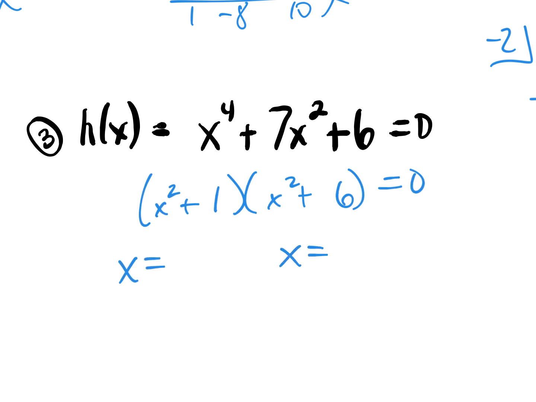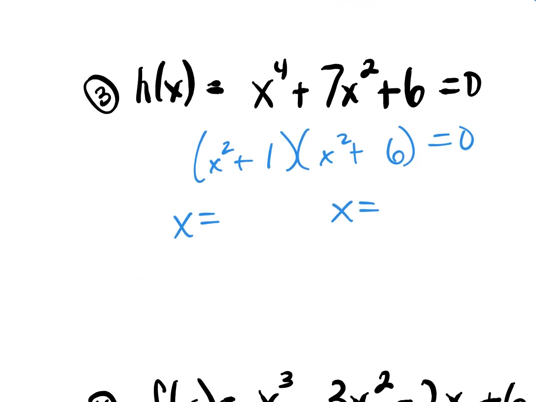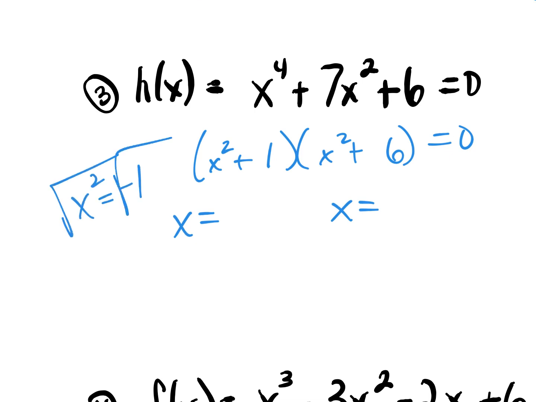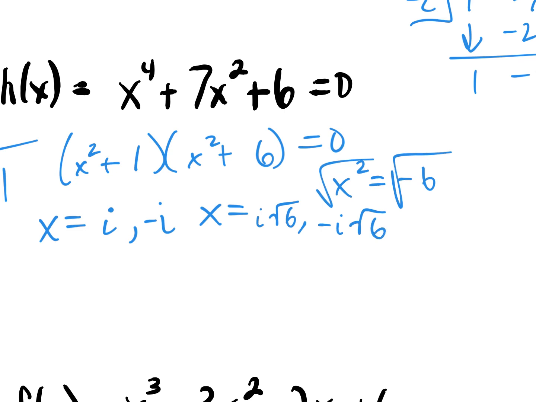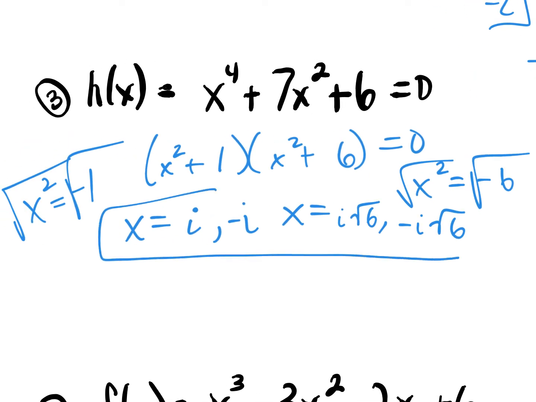Do you guys agree with me that when I move the 1 over, I get x squared equals negative 1, correct? Then when I take the square root, I get x equals positive i and negative i. Do you guys agree? Okay, so on the right-hand side, I move 6 over. It becomes negative 6. I take the square root, so I get i root 6 and negative i root 6. Yes? Okay, so there's my 4 zeros.